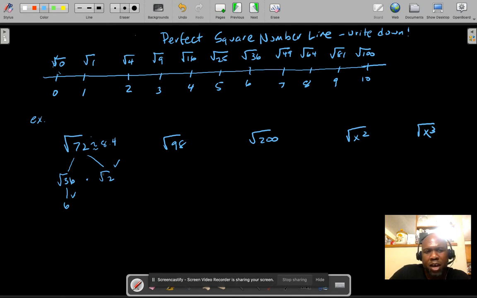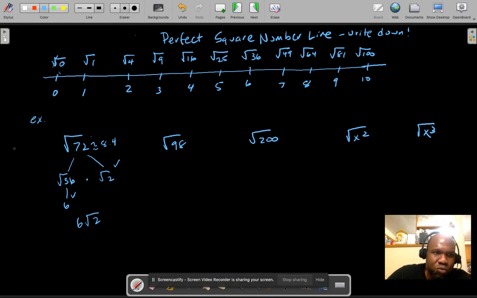So now I'm going to combine both of these values by multiplying. So it would be 6 square root 2. Okay, 6 square root 2 would be the answer to that question. So 6 times the square root of 2 would give us the approximation of 8.4. That's how it works. But again, you don't have to use the 36.